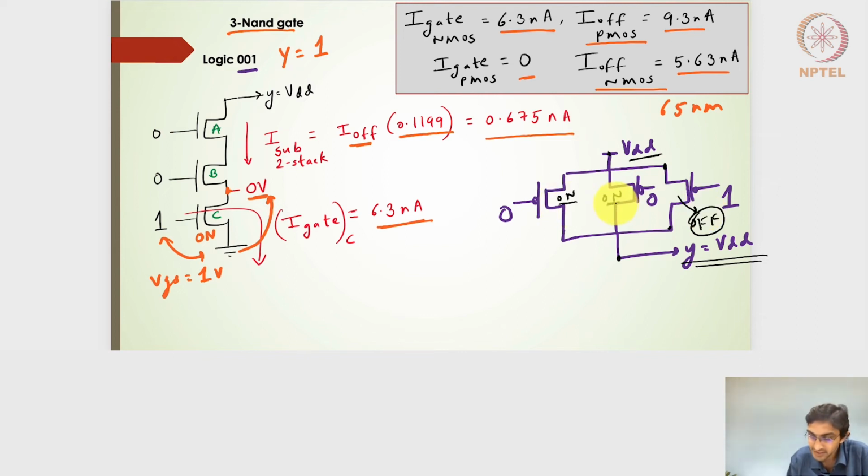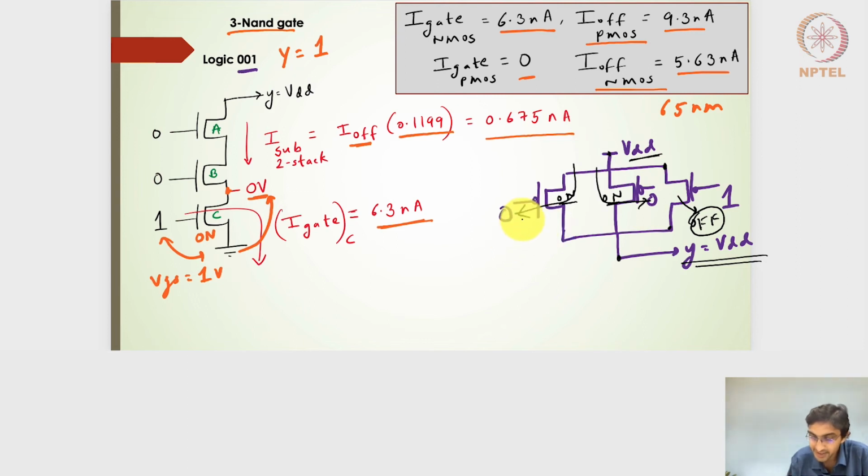This particular on transistor was supposed to give us the gate leakage current, but because we know that the PMOS transistor is likely to give a very reduced gate leakage current, although it is a 0, what we are going to say is that the current tunneling to the gate side is going to be very, very low.